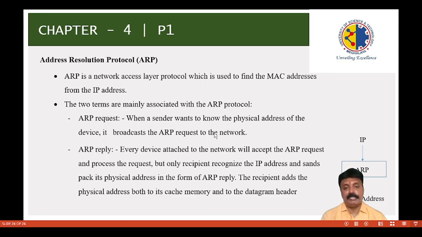Once the sender wants to know the physical address of a device, it broadcasts the ARP request first. Then the network will accept the ARP request and process it, but only the recipient recognizes the IP address and sends back its physical address in the form of an ARP reply. The recipient adds the physical address both to its cache memory and to the datagram headers.